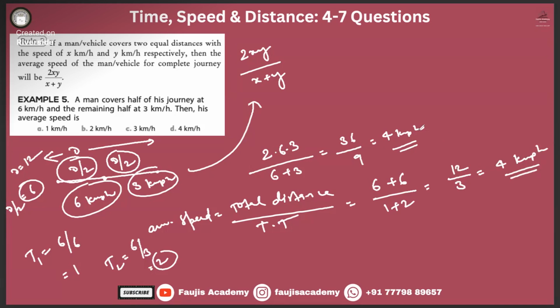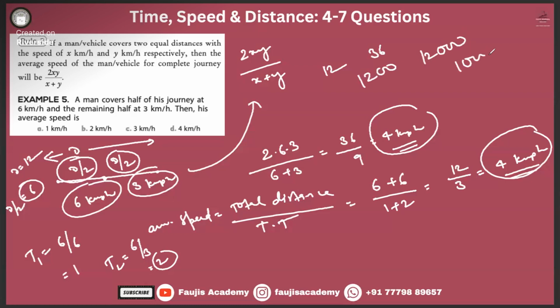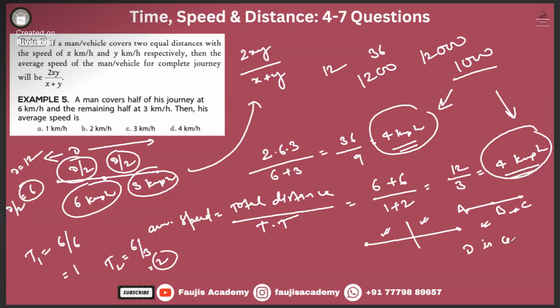No matter how much distance they are traveling, whether 12 kilometers, 36 kilometers, 1200 kilometers, or 12,000 kilometers, their average speed will remain the same, which will be 4 kmph. The only condition is that the distance should be constant. If it is a full journey, the two parts should have the same distance. And if from A to B he has one leg of the journey, and from B to C another leg, in that case too it will remain the same. Basically the distance is constant. Right, guys?